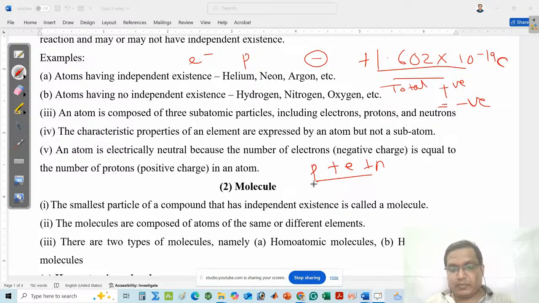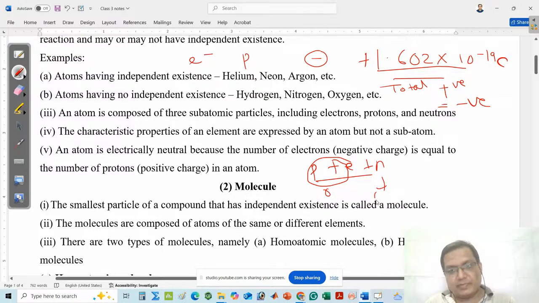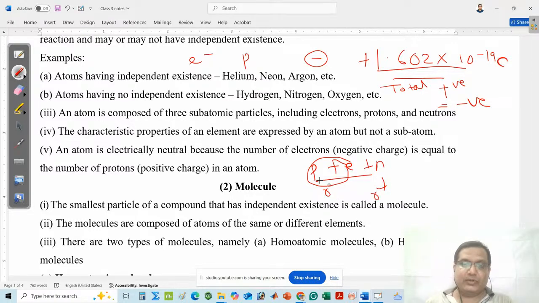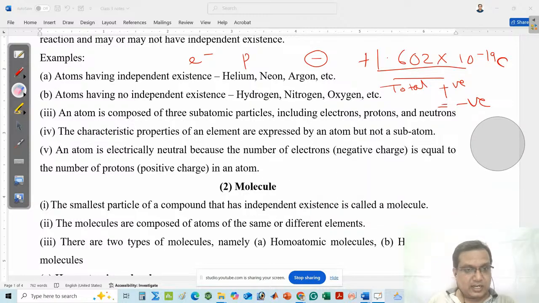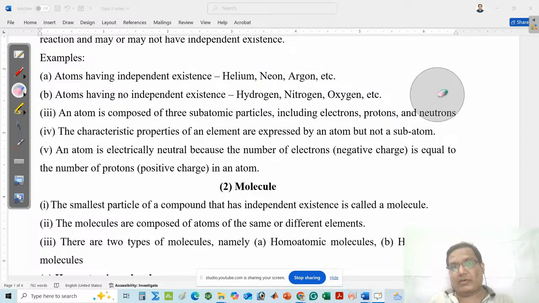The charge of proton and electron cancel each other, that means 0. The neutron is neutral, that means 0. So the total charge of an atom is 0, that is neutral. So here I can say that an atom is electrically neutral, because the number of electrons is equal to the number of protons.